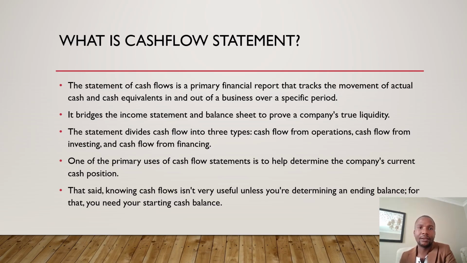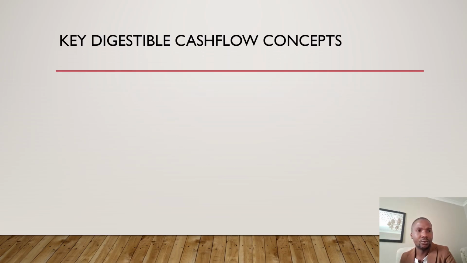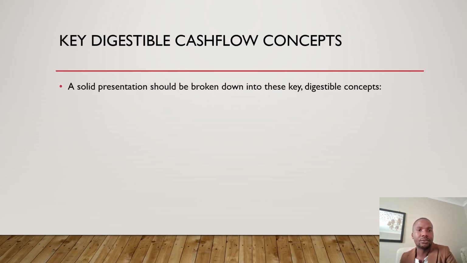Okay, so for a going concern entity, you look at the previous year's cash flow statement. The closing cash balance for the previous year will give you the opening balance for this year. So the starting cash balance will be found at the end of your previous cash flow statement. Okay, now let's dive into some key digestible cash flow concepts that you need to understand at this level.